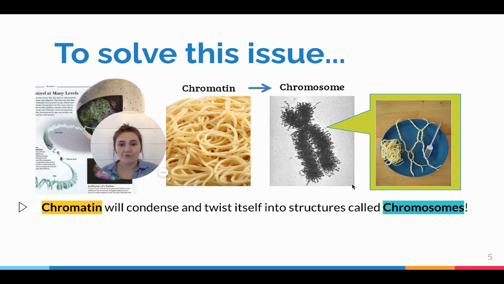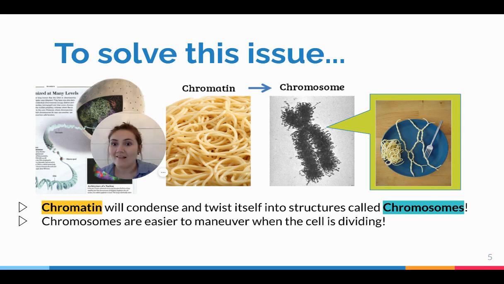You may have seen these before. They kind of look like X shapes. So chromosomes are a lot easier to maneuver and manipulate when the cell is actually dividing. You can see in this plate here with the spaghetti noodles all twisted together, the 2 identical copies are intertwined and made into a chromosome.